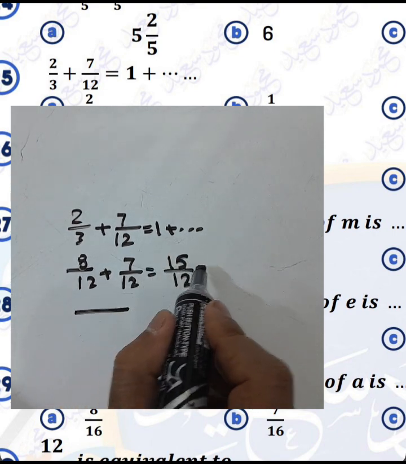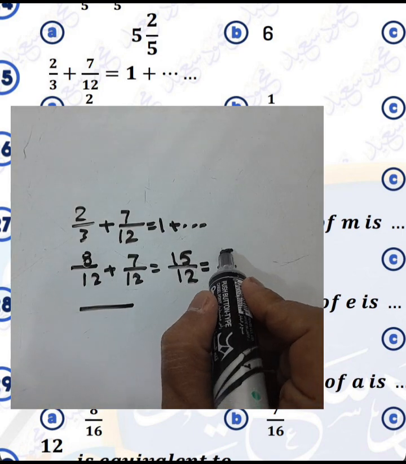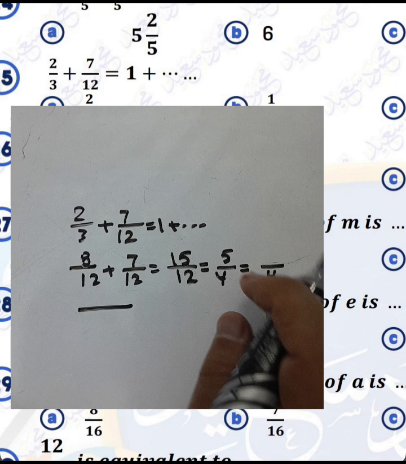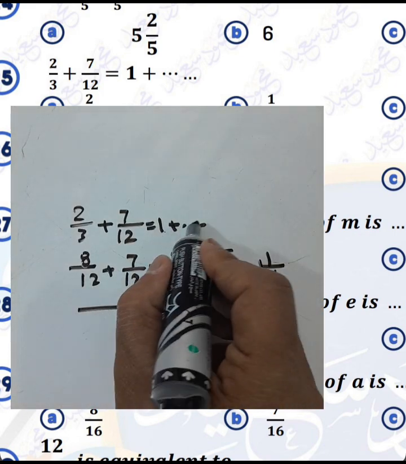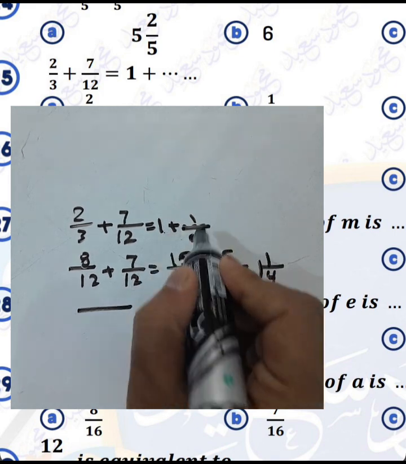15 over 12, you can simplify it by dividing the numerator and denominator by 3. 15 divided by 3 equals 5. 12 divided by 3 equals 4. And then you can convert from improper to mixed number. 5 divided by 4 equals 1 and remainder 1. Then we have 1 here and remainder 1 over 4. 1 plus 1 over 4 will be 1 and 1 over 4.